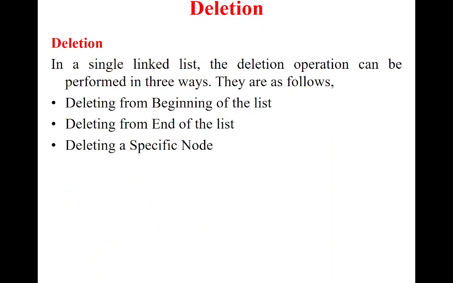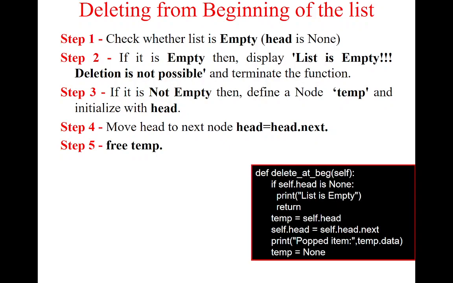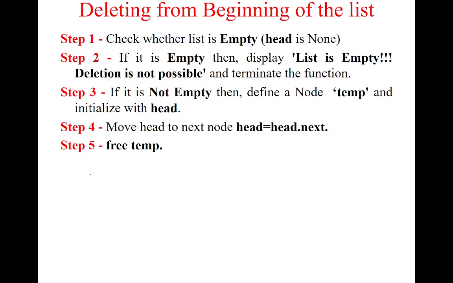The next one is the delete operation. The singly linked list deletion operation can again be performed in three ways. First way is deletion at the beginning, second one deletion at the end, and deletion at a specific node. We will see what is deletion at the beginning. First we have to check whether the linked list is empty or not. If the linked list is empty, we cannot delete, right?